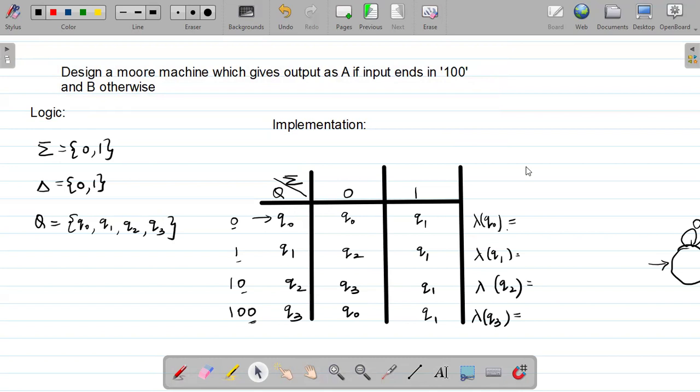So here the implementation table will be based on the logic of ends in. In a Moore machine, if it is conversion from one occurrence to the other, or ends in is mentioned, in most of the cases ends in logic is required. So it is similar to our previous problem, just a few changes are there. Input is in terms of 0 and 1. Output is in terms of, here it is not 0 and 1, here it is A and B. So that is the difference.